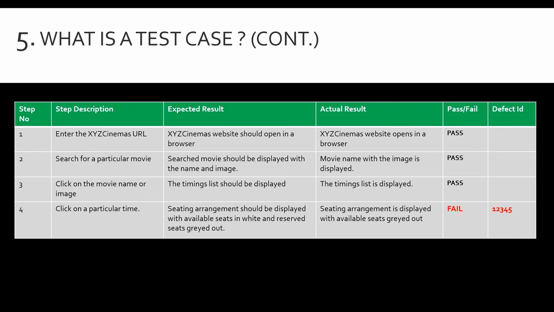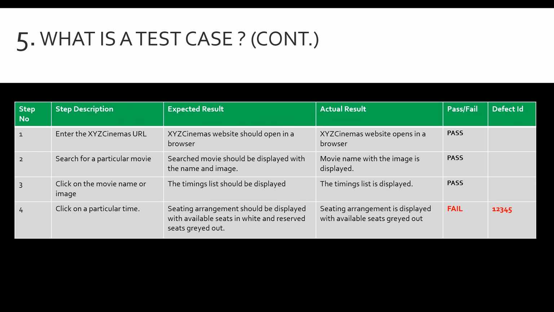So once these steps are successful, which is, the actual result is as per the expected result, then the pass/fail column should be updated with pass, pass, pass, indicating that these steps were successful. Let's look at the last step, where once the particular time is clicked, the available seats should be shown in white. But what was observed was all the seats were grayed out, even the available seats, which is a fail. So this particular step was not successful.